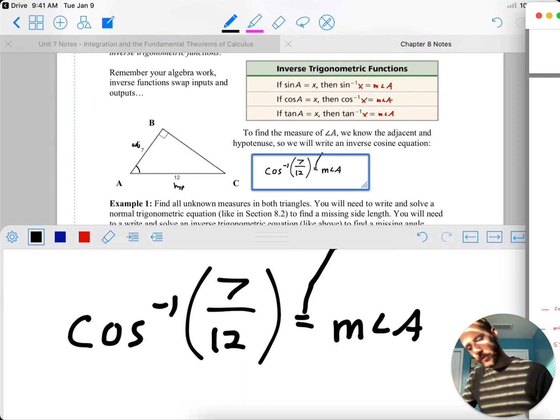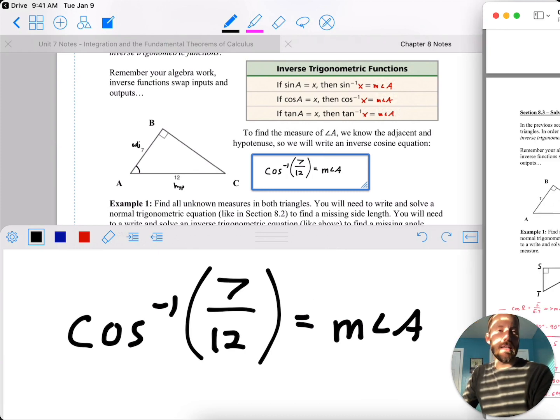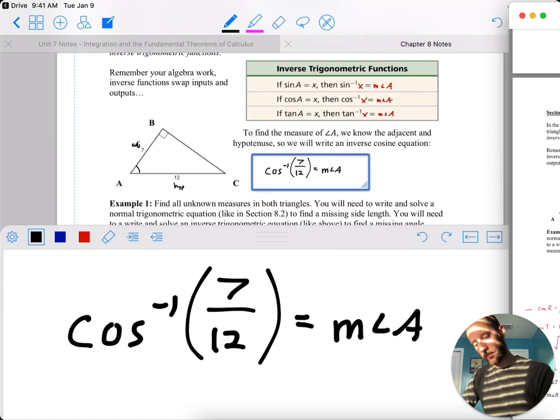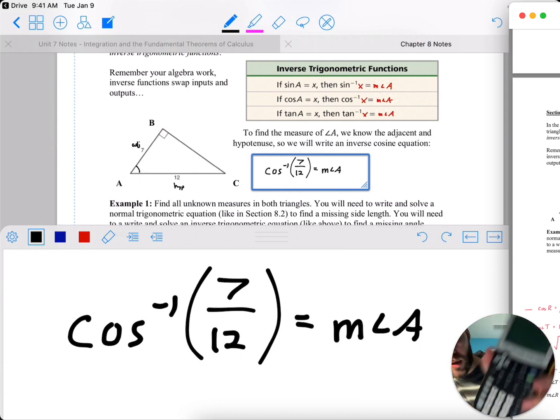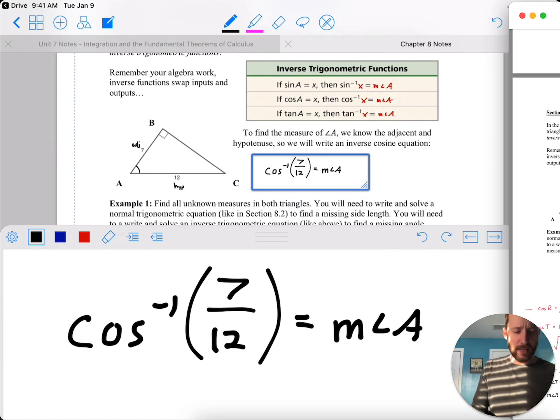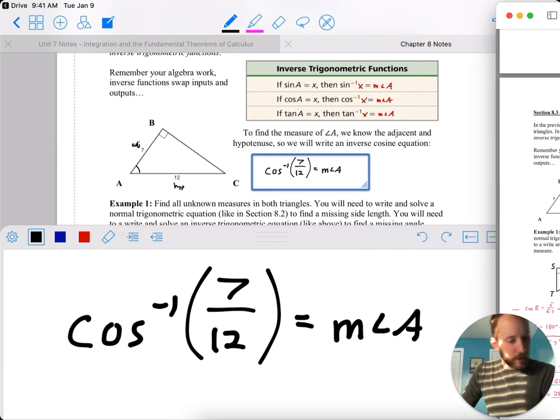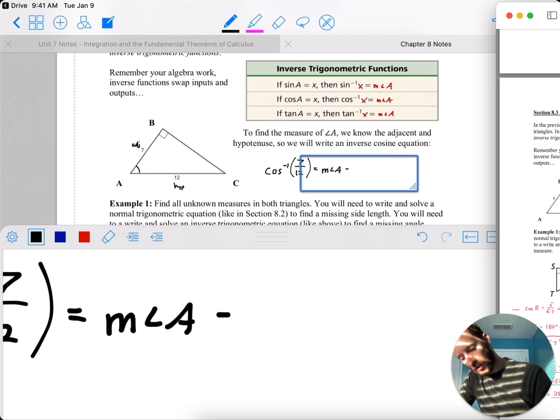Go ahead and get a calculator to do that. To do inverses, you want to press second, cosine. So you get the inverse cosine of 7 over 12. Make sure you're in degree mode. You get 54.315 degrees.